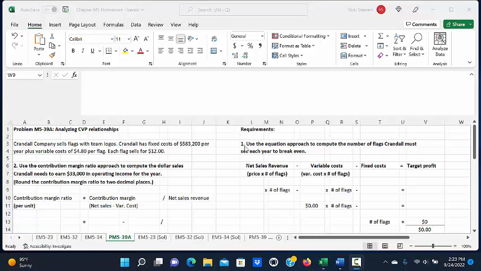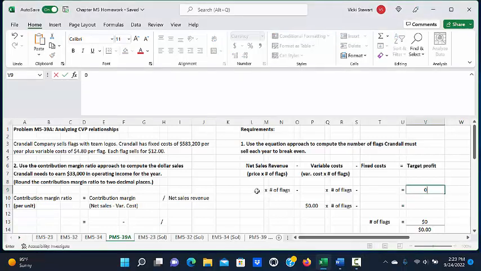In the first requirement, it asks us to use the equation approach to compute the number of flags Crandall must sell each year to break even. So we know the equation to determine target profit is net sales revenue minus variable cost minus fixed cost equals target profit. We are going to be computing the break-even point, so our target profit will be 0.